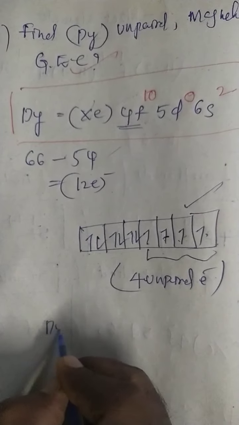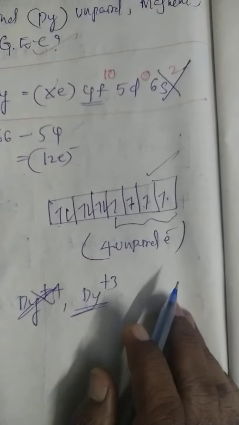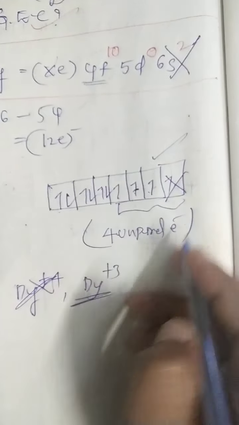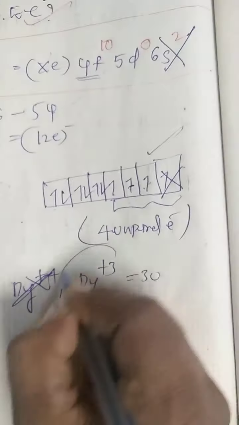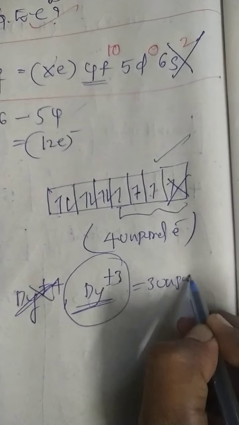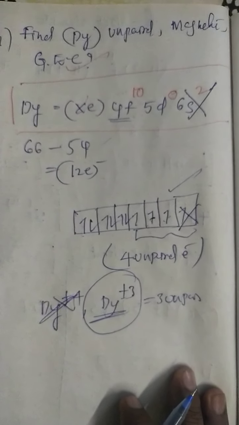Now my question is about the dysprosium plus 3 oxidation state, the common oxidation state. How many unpaired electrons are there? Plus 3 oxidation state means 2 electrons from the s orbital and 1 electron from the 4f orbital are removed. So 3 unpaired electrons remain. So in the dysprosium plus 3 ion, only 3 unpaired electrons are there, while generally dysprosium has 4 unpaired electrons. Is it clear, my dear students?